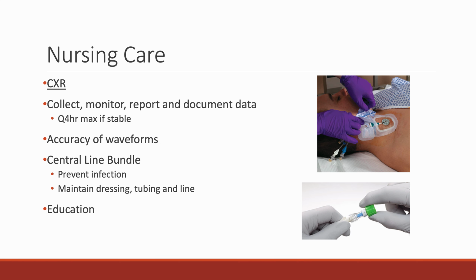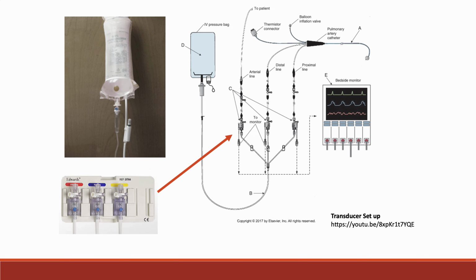Remember that we need to get a chest x-ray of all these patients after their line is put in. And then we're going to monitor and document all these things like the waveforms and the numbers that we get from it. You'll also need a central line bundle that will give you all the tools that you need to prevent infections. So there are these little discs that we put in here that are impregnated with antibiotic kind of things. And we have the green caps that we use, again, all according to the policies and procedures of the organization that you work at.